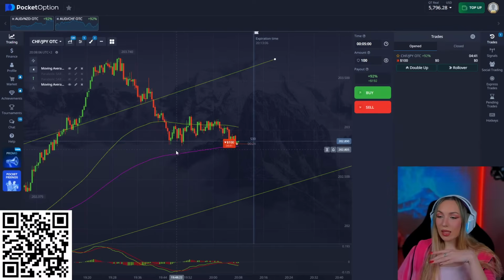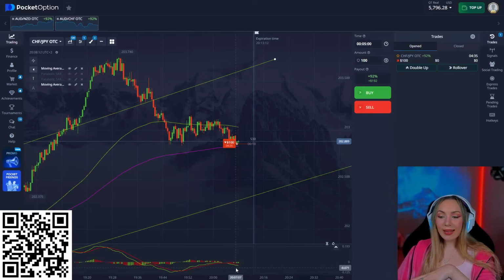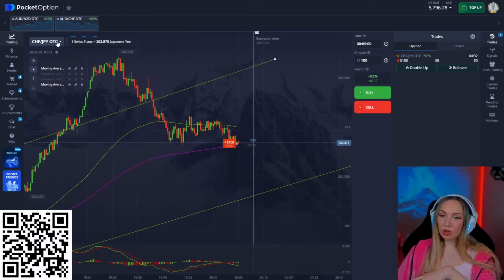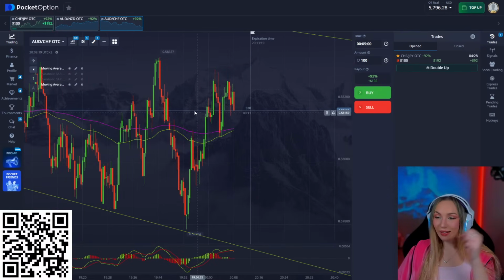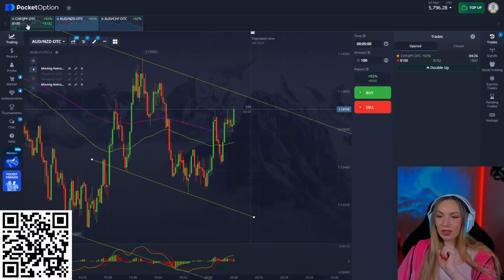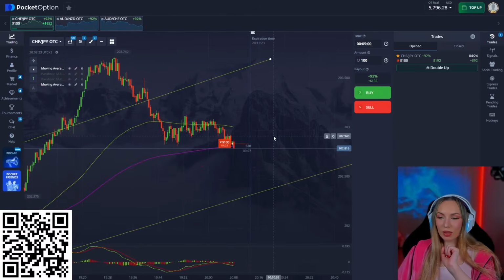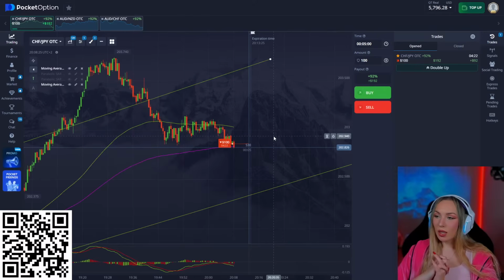So I would say this is kind of risky, and also MACD lines crossed in the oversold zone. For me, this is a bad signal, to tell the truth. But I still decided to risk and to go for it. So let's hope that it will go down. And actually, look, it went down.